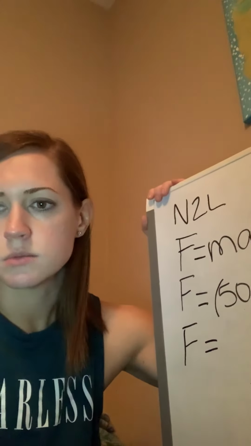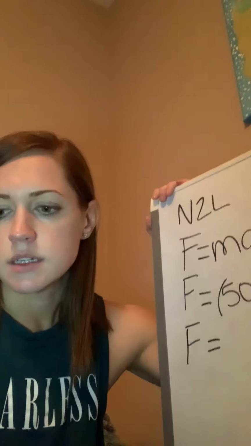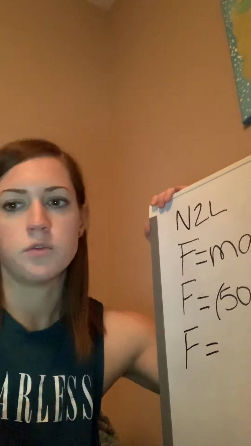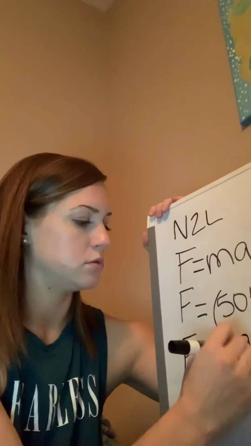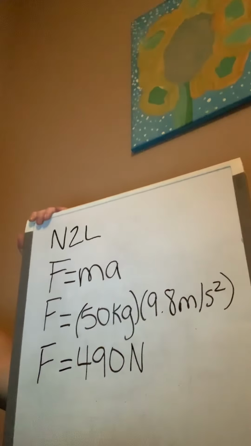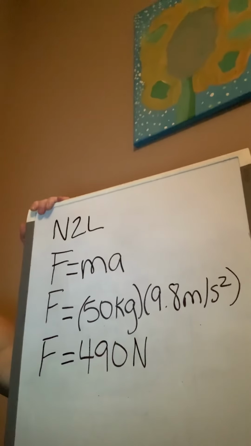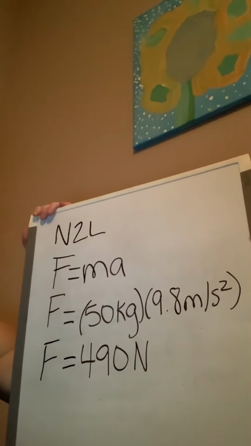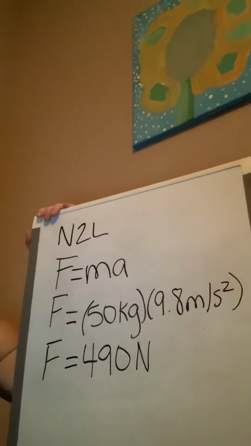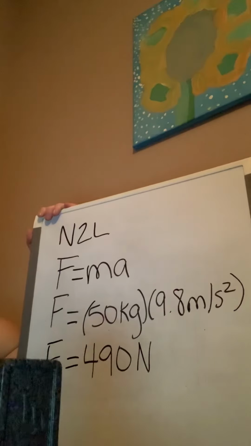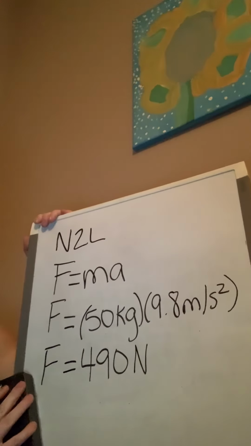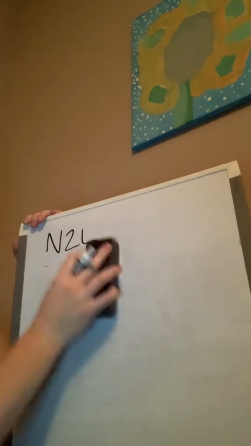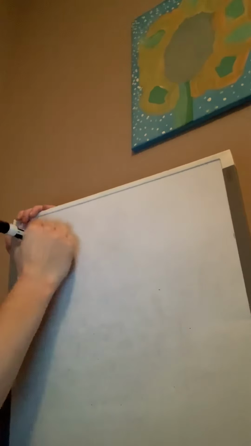50 times 9.8, 490 newtons. Okay, 490 newtons is our force. Alright, so the next step in this problem, the final step, is to figure out the amount of work being done. Okay, so 490 newtons is our force.